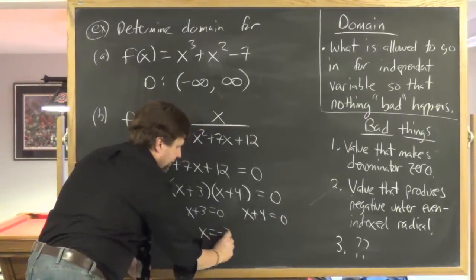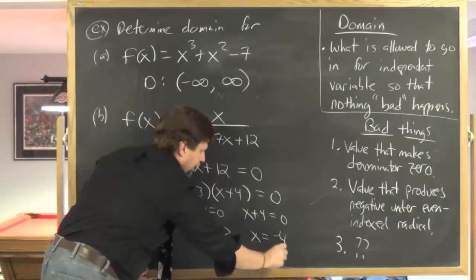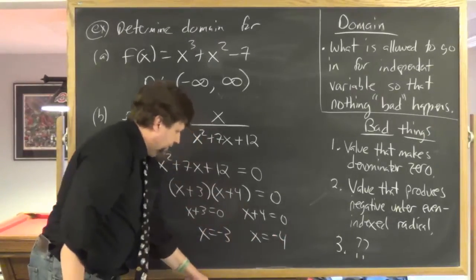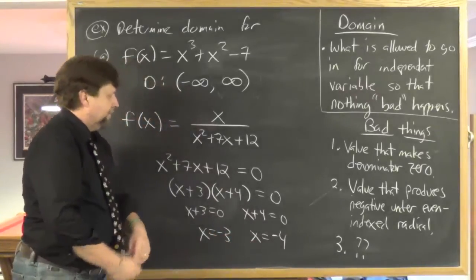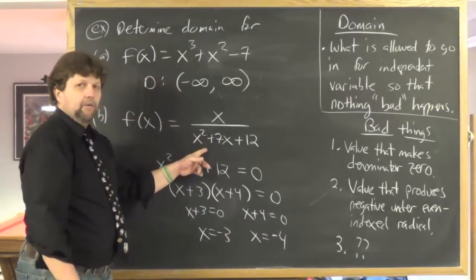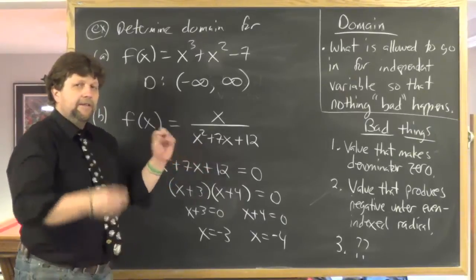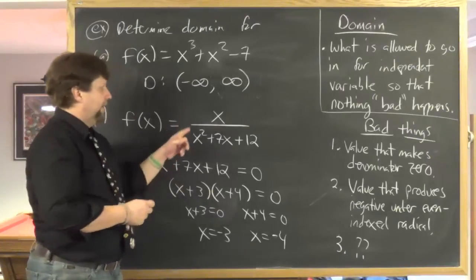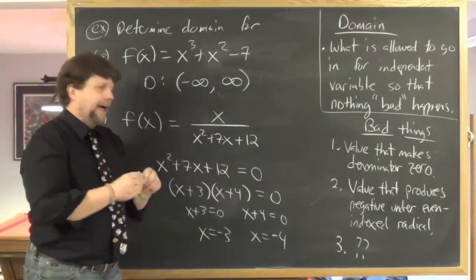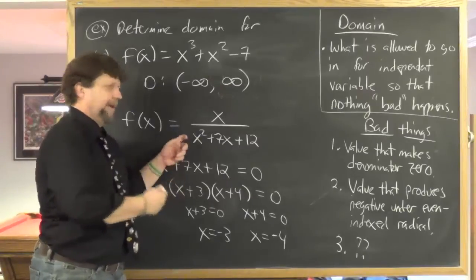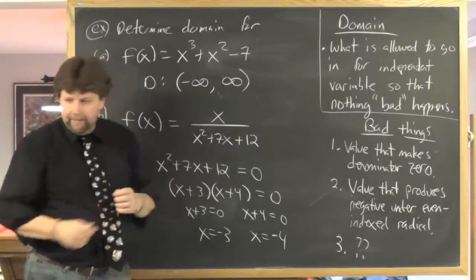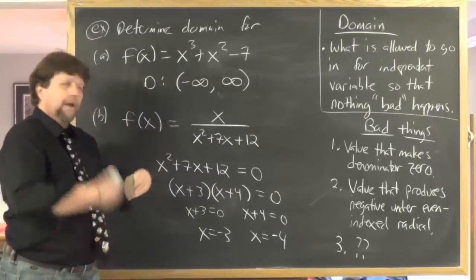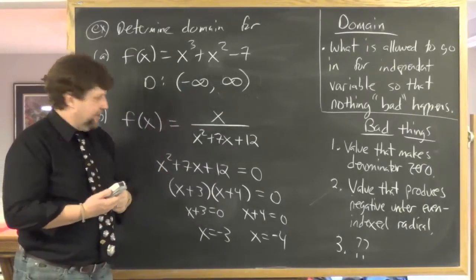And we get -3 and -4. Now keep in mind with that, these are two values of x that make the denominator equal to 0. That means those are two values of x that are not in the domain of this function. I am not allowed to let a value come in for x that will make the denominator 0. So what I'm going to have to do is write down the domain of this function. I'm going to write it down in interval notation.